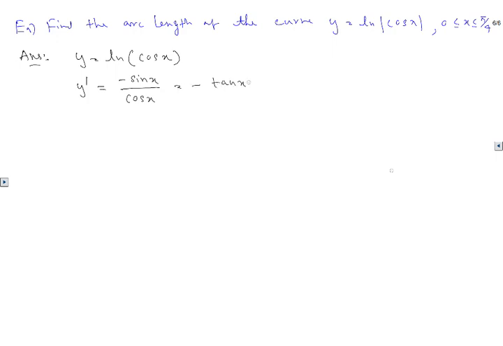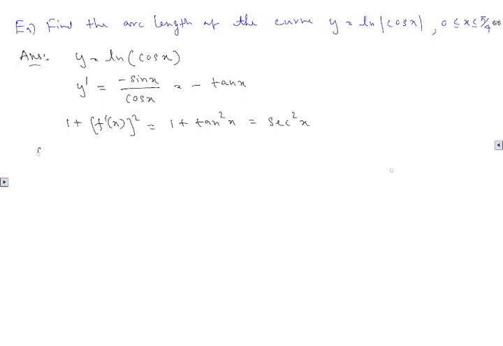Perfect. And then we do 1 plus f prime x squared. That means 1 plus the derivative squared, which gives me tan squared x. So 1 plus tan squared x, according to the formula, is secant squared x. Remember, this is one of the trig formulas. So now we can find the length.